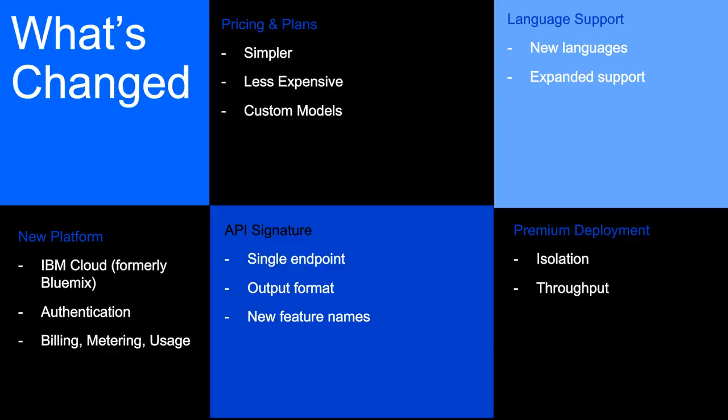Now, going on to the next block, which talks about API signature, and Pavan will go into a lot more detail over here in terms of how we've consolidated and streamlined our API. I'm not going to spend much time on it. Moving up, talking about pricing and plans, I'll spend a little bit of time on the next chart, speaking to what the plans look like with the newer Watson services, why they're less expensive, and how you can really tap into custom models without a very large expense.